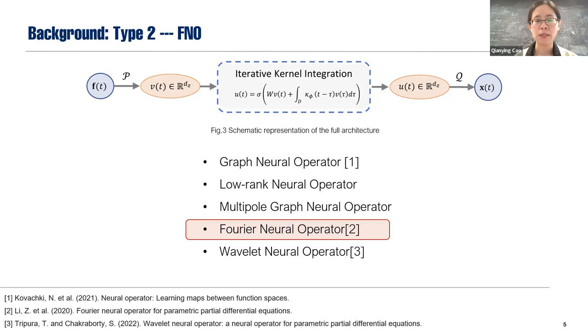First, the input function F(t) is lifted to a higher dimensional representation V(t) by a linear transformation P. In each iteration, the update from u_t to u_{t+1} is defined as a composition of a kernel integration and a nonlinear activation function. For solving this kernel integral operator, different methods were proposed. Among these neural operators, the FNO is a promising method.